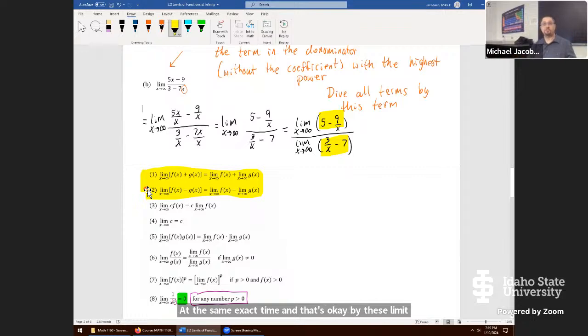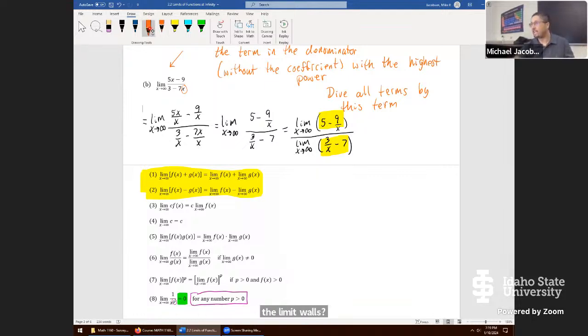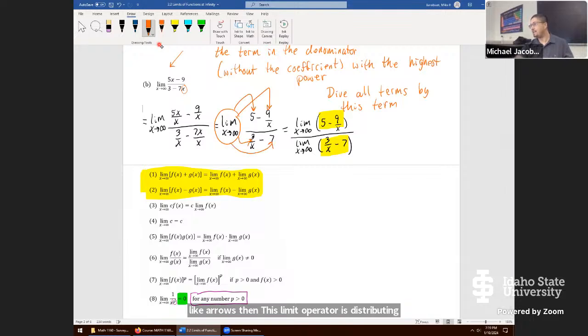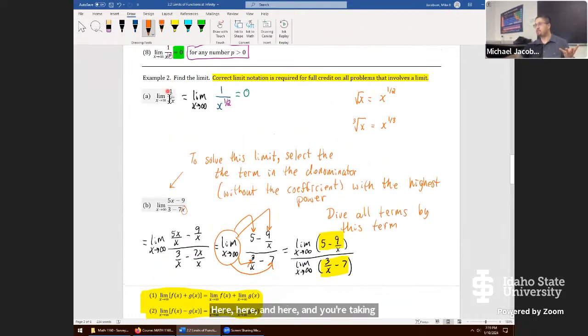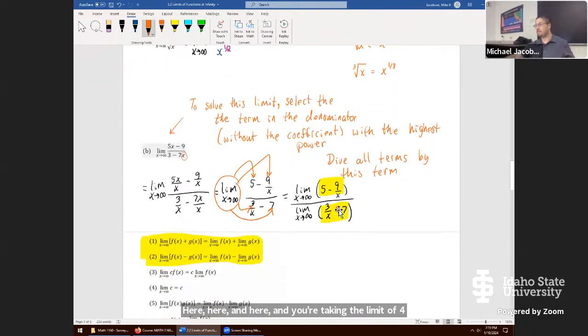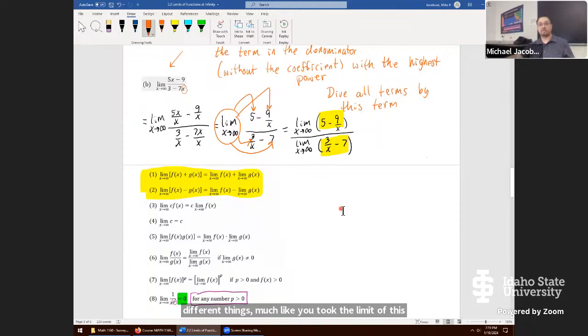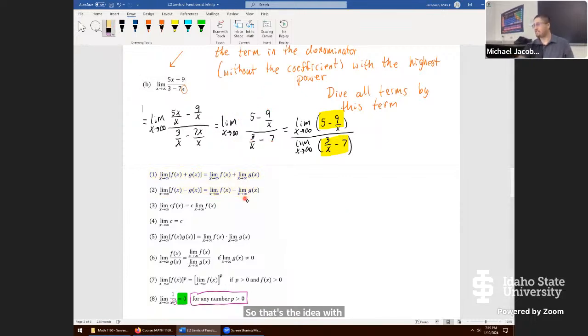Does that make sense to folks so far with the limit laws? Okay, in effect, this is really what's happening. If you like arrows, then this limit operator is distributing here, here, here, and here, and you're taking the limit of 4 different things, much like you took the limit of this one thing right here. So that's the idea with the limit law so far. That looks crazy, so let's take that off. That was just for emphasis.